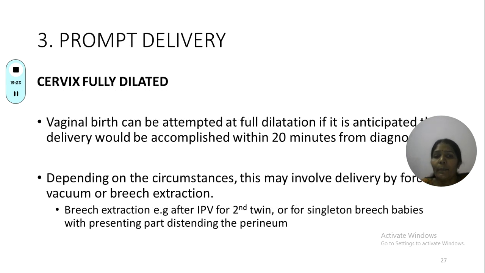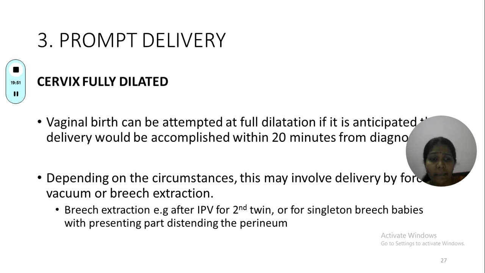Prompt delivery. If the cervix is fully dilated, vaginal birth can be attempted at full dilatation if it is anticipated that delivery can be accomplished within 20 minutes from diagnosis. So once the cord prolapse has occurred, within 20 minutes, if the cervix is fully dilated and the station is low down at +2 or +3, if we can immediately deliver the baby, we can proceed with a vaginal delivery.